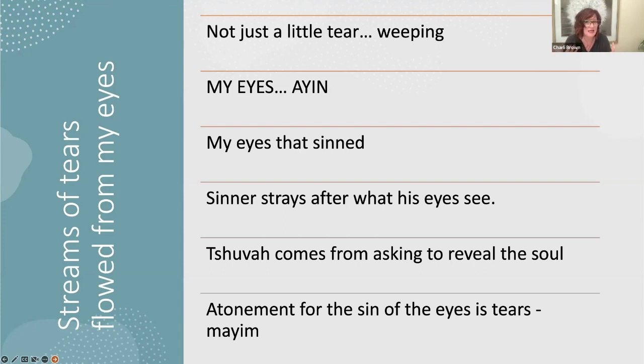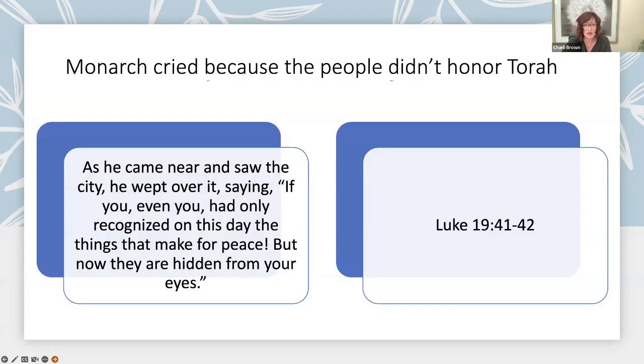Can you guys see that those tears were like a mikvah? The tears were washing away the sin of his eyes, the mayim flooding through his eyes. It wasn't just that a tear trickled down. He says, I was weeping. Rivers came through. He was washing out, because that would have been living water, washing out whatever his eyes had seen. That was part of his teshuva. That's what he felt. That's what should happen. That was just so beautiful to me, that this monarch cried because the people didn't honor Torah.